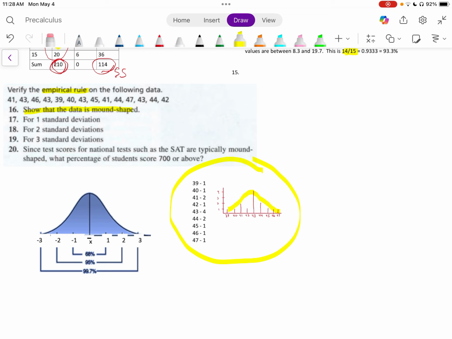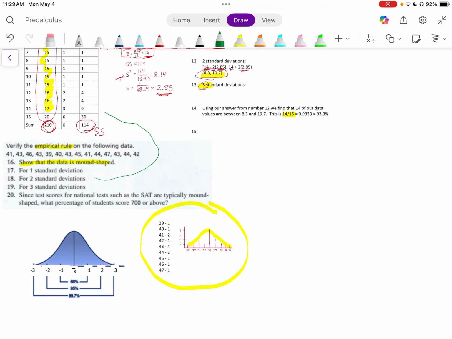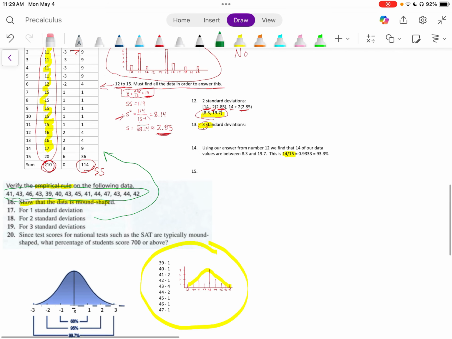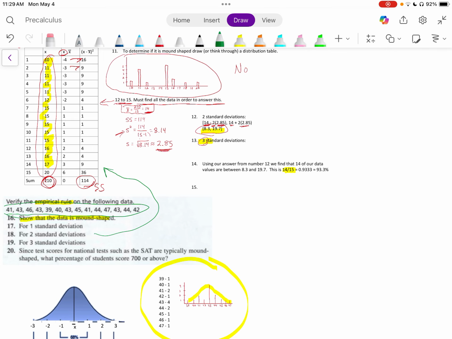And now 17 through 19, you want to verify the empirical rule for 1 standard deviation, 2 standard deviations, and 3 standard deviations. Well, in order to do that, you're going to need to do something like this because we need to find the standard deviation. So you're going to need to put these in order, find the mean, find all the deviations, so subtract the mean from the value. And so it's going to take some work. And then once you get there, you're going to find the intervals, kind of like we did in number 12.